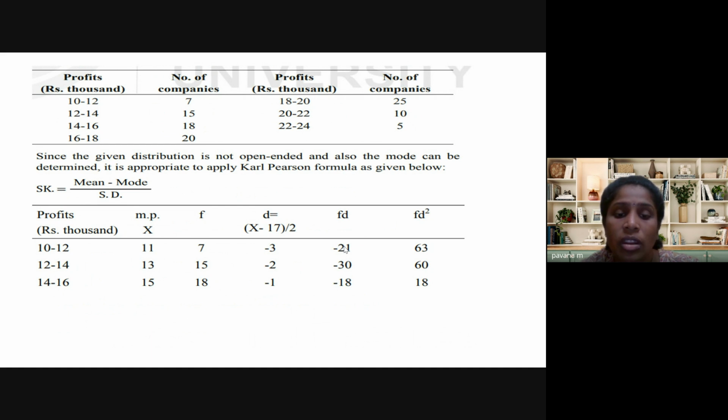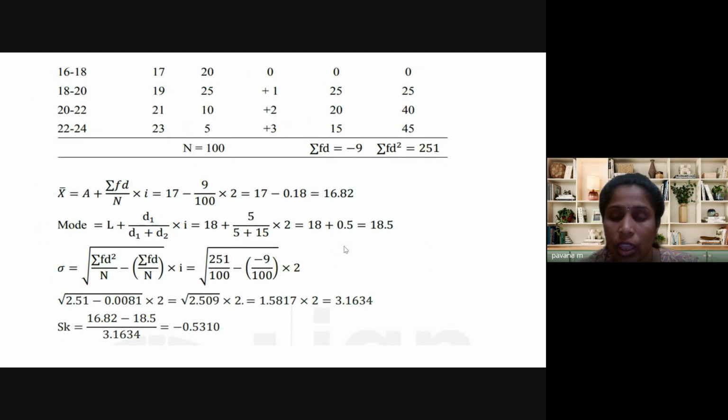So for f 7, d square is minus 3 square, that means 9. 7 into 9 is 63. 15 into minus 2 square, that means 15 into 4, 60. 18 into minus 1 square, that means 18 into 1, 18. So like that you have to calculate fd square. Once you have completed all the table values, then you have to sum up sigma fd square, and n will come from the frequency.